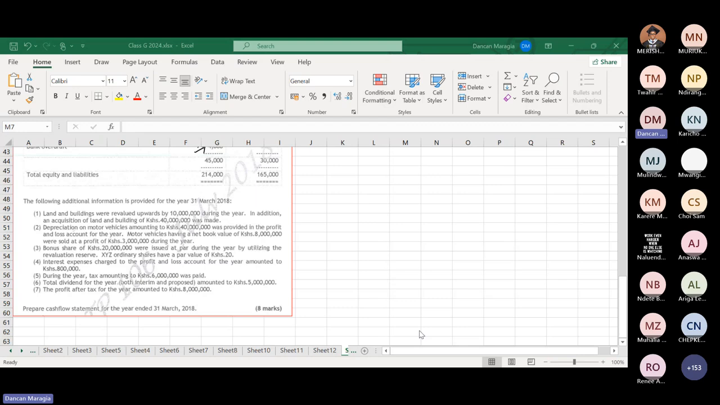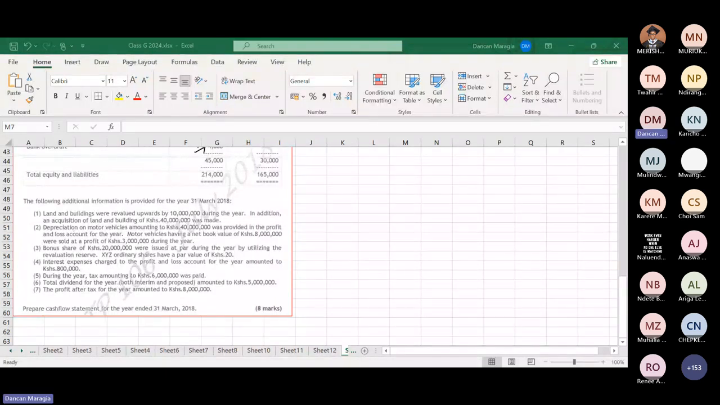Good. The reason I say that is so that you can correlate how these figures are moving now. The only thing we have been told about revaluation here is we valued land upwards by 10 million during the year, correct? So we started with a revaluation of 25 million.